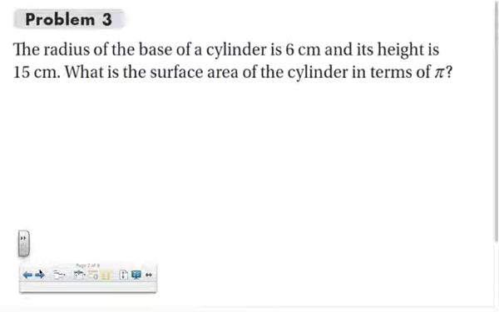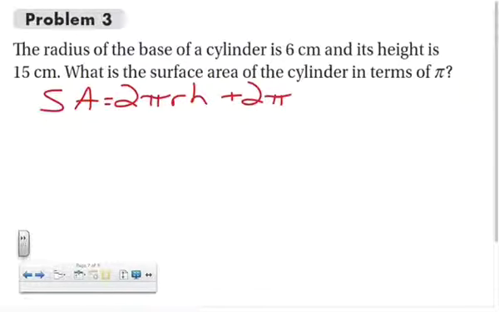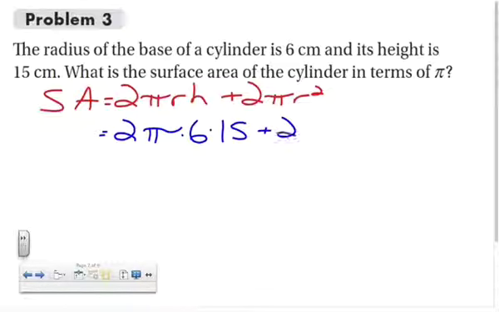In problem 3, I'm asked for the surface area of the cylinder. Remember, the formula is on your reference sheet. Ladies, gentlemen, 2 pi r h plus 2 pi r squared. We're just taking the values and plugging them in. Again, cylinders are a lot easier to deal with than prisms. This will give me 2 pi times 6 times 15 plus 2 pi times 6 squared.